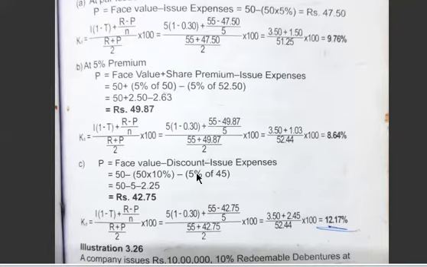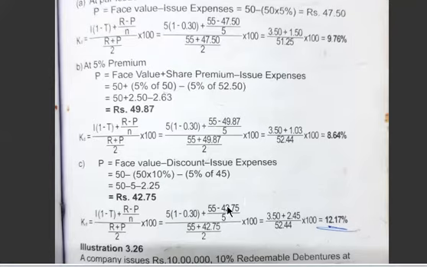Once you deduct the discount from the face value, on that amount calculate the issue expenses. So 50 minus 5, you will get 45. On 45, 5% is 2.25. Now deduct the discount and the issue expenses, you will get 42.75.